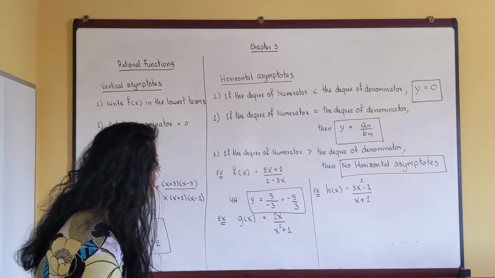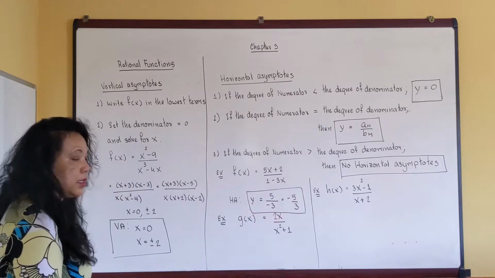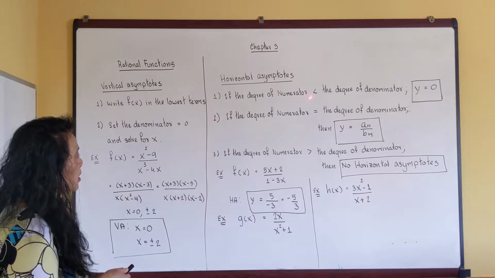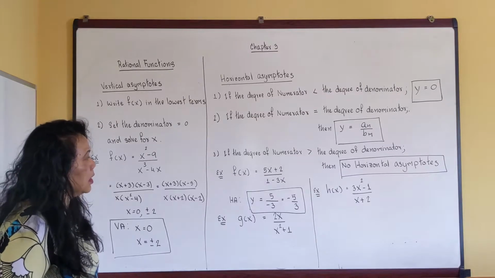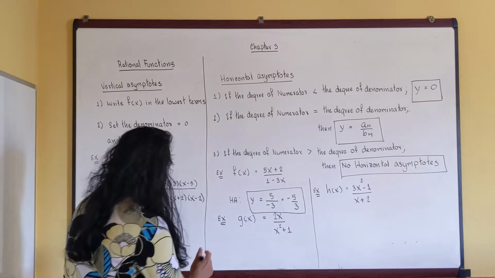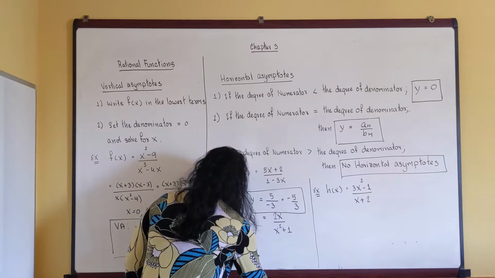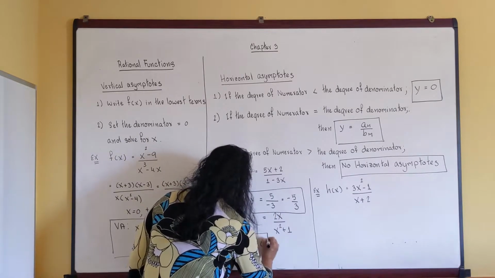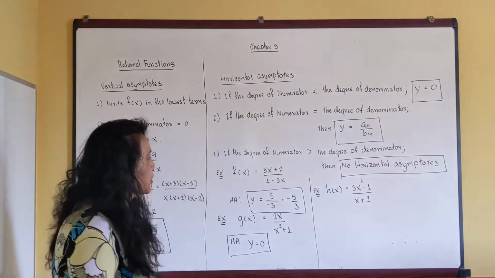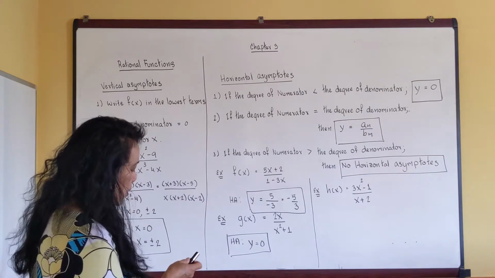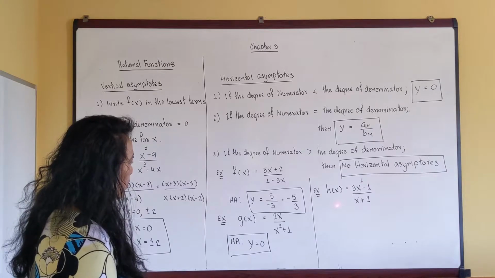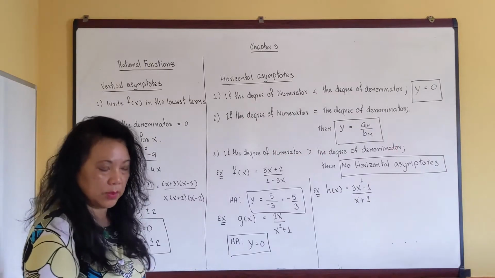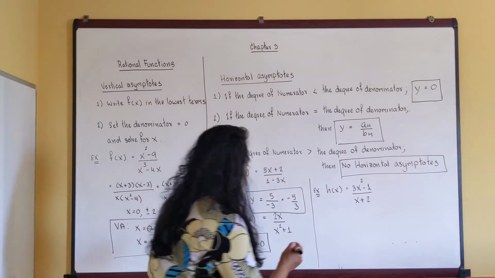Now let's look at the second example. The numerator is degree 1, denominator is degree 2. So the degree of numerator is less than the degree of denominator. So the horizontal asymptote would be y equal to 0. The next one, I have the degree of numerator is 2, degree of denominator is 1, so degree of numerator is greater than degree of denominator. So the horizontal asymptote will be 9.